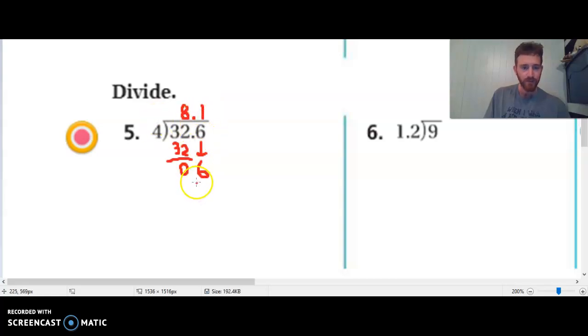And 4 times 1, of course, would be 4. Then we subtract, and we're going to get 2. But remember, we're not going to call that remainder 2. What are we going to do now?